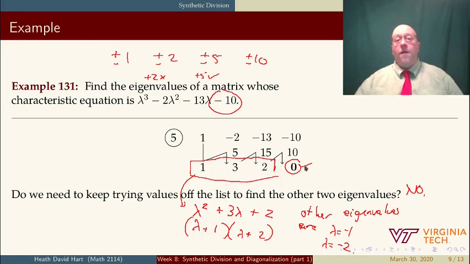Once we have this term here, the remaining coefficients give me a smaller polynomial that I might be able to factor more easily. And so now we know all 3 eigenvalues. They're positive 5 and negative 1 and negative 2.